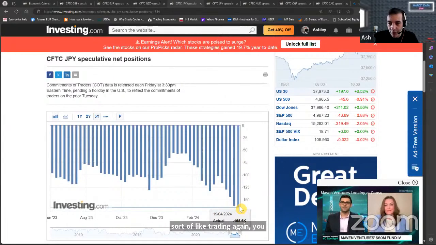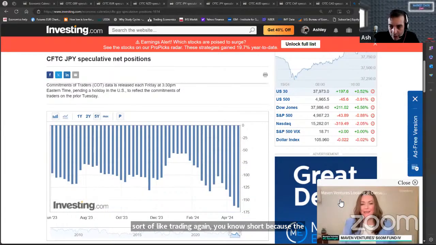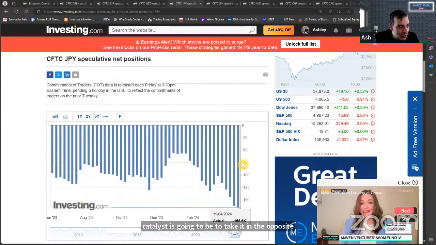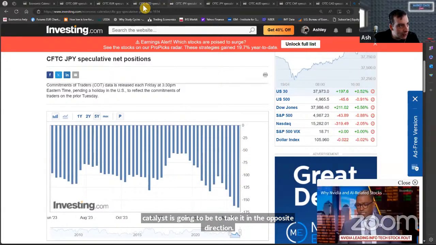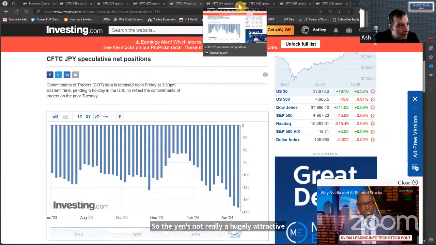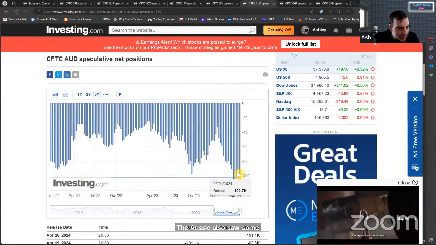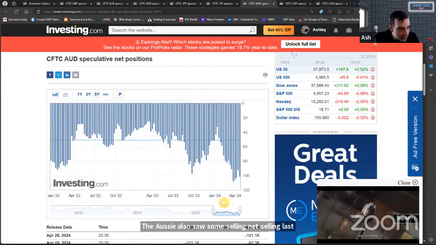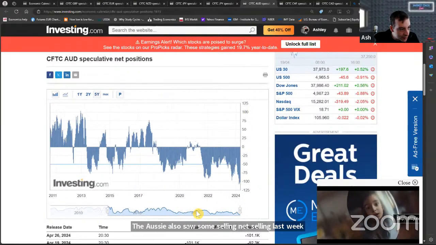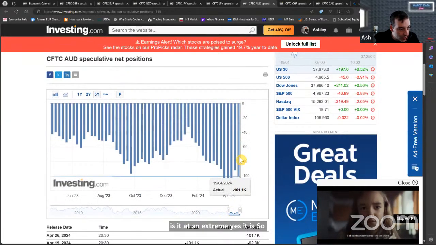You know what happens when everybody's on one side of the boat? The boat capsizes, and who knows what the catalyst is going to be to take it in the opposite direction. So the yen's not really a hugely attractive position to take, and I'll show you some other bits with the yen in a moment. The Aussie also saw some net selling last week. Is it at an extreme? Yes, it is. So the Aussies are at an extreme as well.